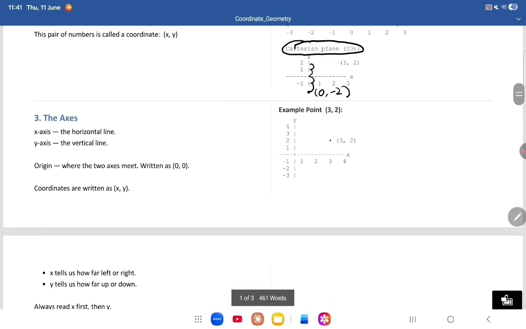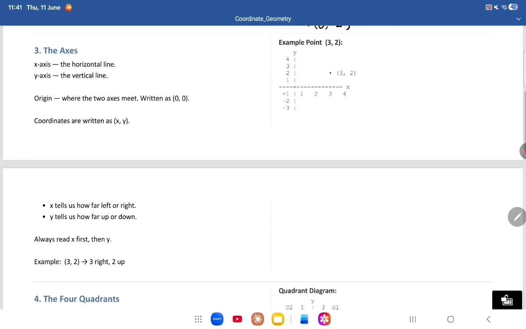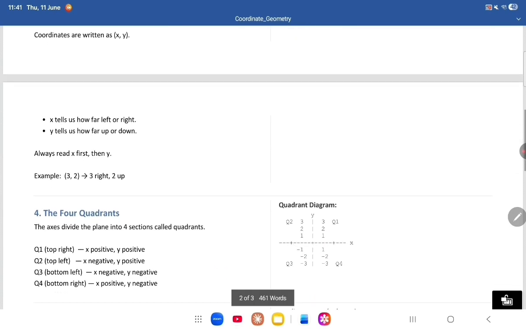And axes, we did this as well. X-axis, Y-axis. Axes is the plural form of axis. It might be hard to pronounce, especially for me, but that's the difference. Where the 2 axes meet, origin, we also talked about origin as well. Quadrant.